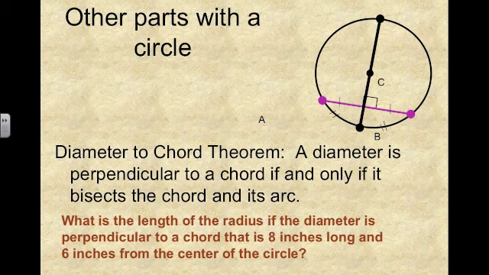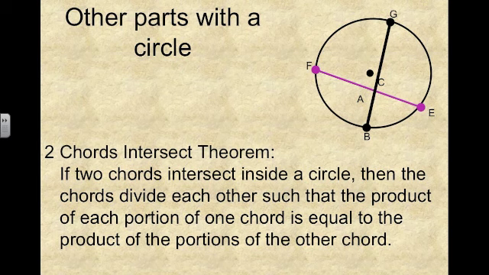Okay, now the two inner chords intersect theorem. If two chords intersect inside a circle, then the chords divide each other such that the product of each portion of one chord is equal to the product of the portions of the other chord. Kind of a confusing little theorem there, but what it's saying, okay, I got two chords that are intersecting each other, and they're doing it not at the center point, or they could do it at the center point also.